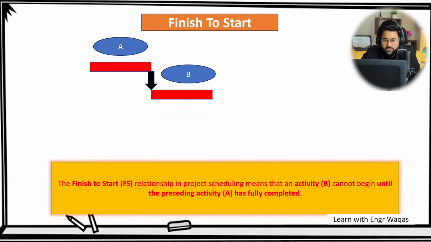Successor is depending on A. Successor is always the dependent activity, right? So this is the finish to start relationship. In our project scheduling, in our construction projects, 80 to 85% of relationships being used are finish to start. B cannot be started until A is finished.